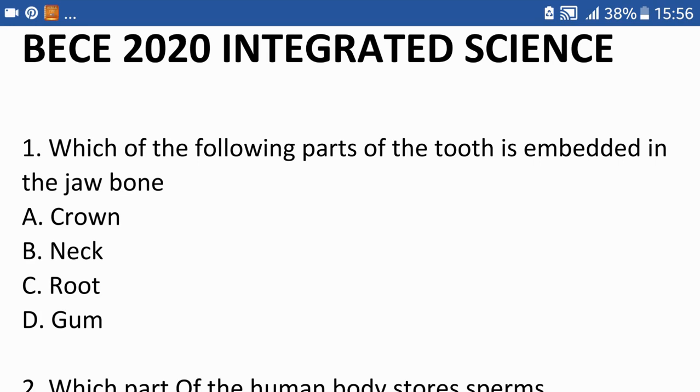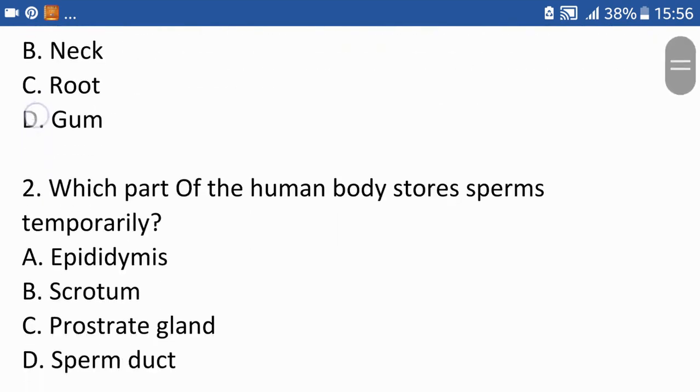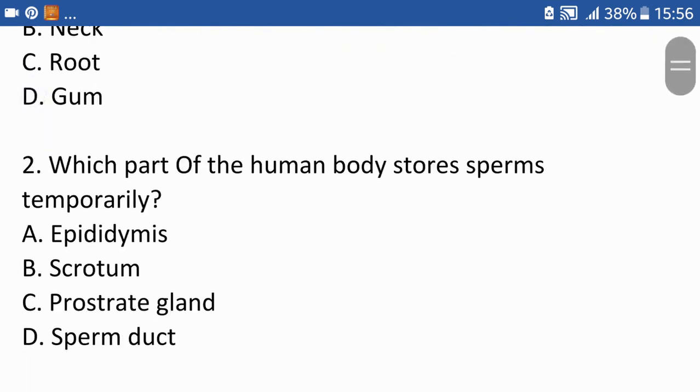Which of the following parts of the tooth is embedded in the jawbone? Question 2, which part of the human body stores sperms temporarily?